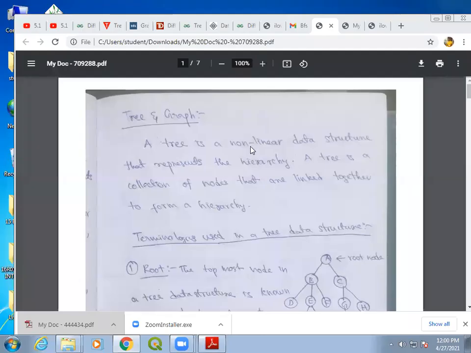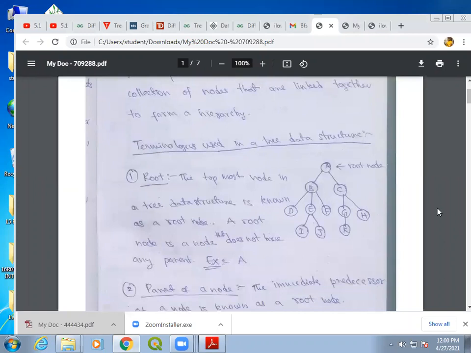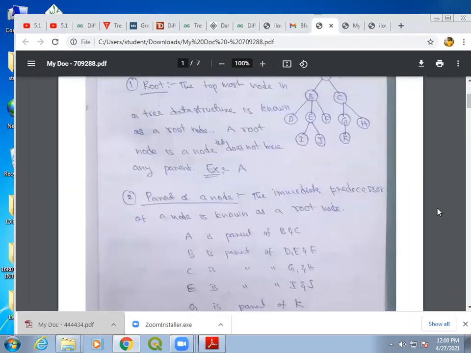So what is a tree here? A tree is a non-linear data structure. In the tree, we have a collection of nodes. These nodes are linked together to form the hierarchy. By using a hierarchical structure, we are representing the tree.